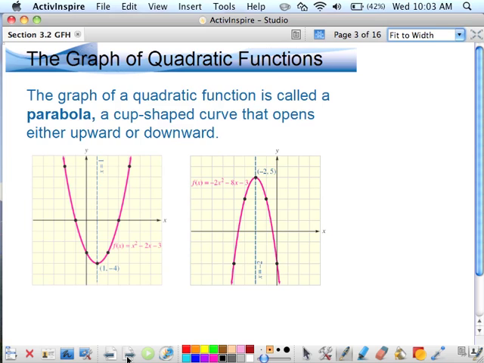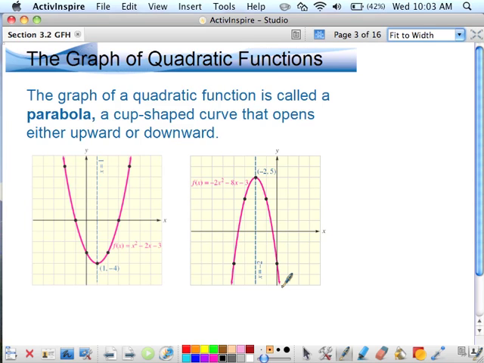The graph of quadratic functions is called a parabola. It's a cup-shaped curve that opens either upward or downward. If the coefficient of the quadratic term is positive, something x squared, it will open upward. If it is negative, something x squared, it will open downward. And it will continue to spread out forever and ever in whichever direction it's heading.